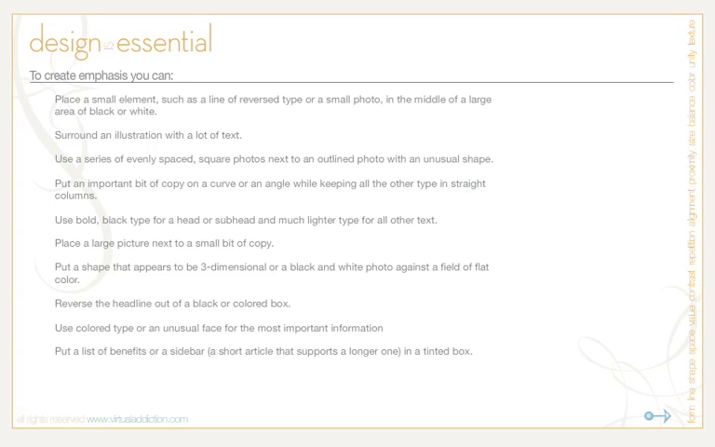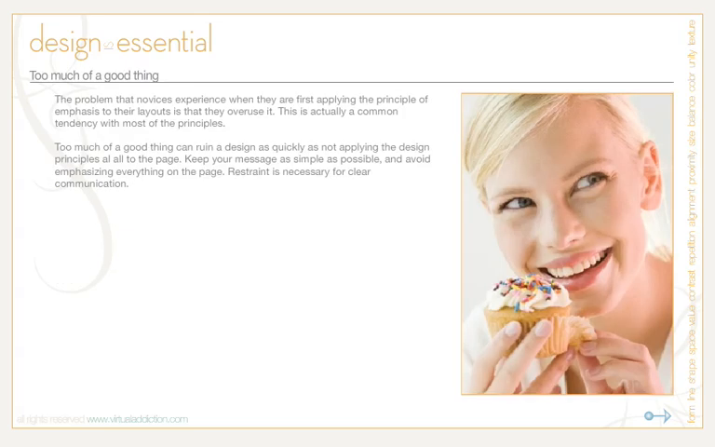You could place a large picture next to a small bit of copy. How about putting a shape that appears to be three-dimensional or a black and white photo against a field of flat color? You could reverse the headline out of black or colored boxes. You could use colored type in an unusual face for the most important information. You could put a list of benefits or a sidebar, some sort of short article that supports a longer one, in a tinted box. Too much of a good thing.